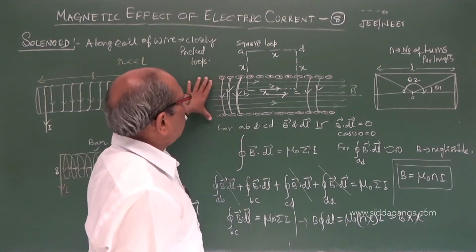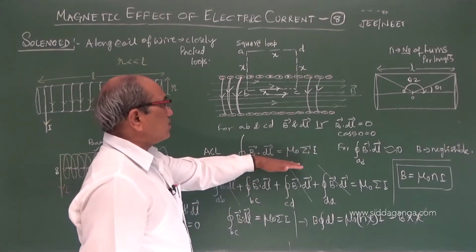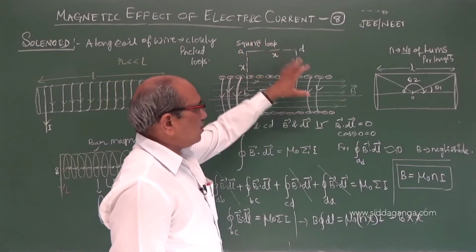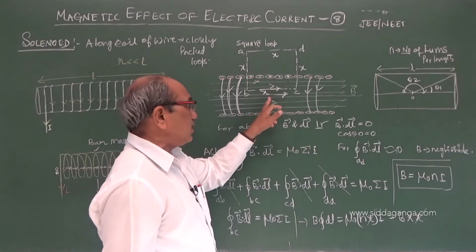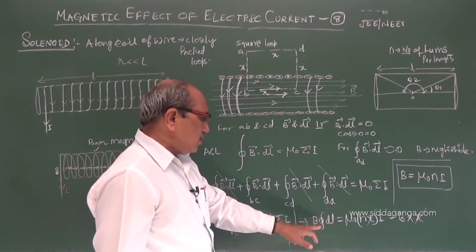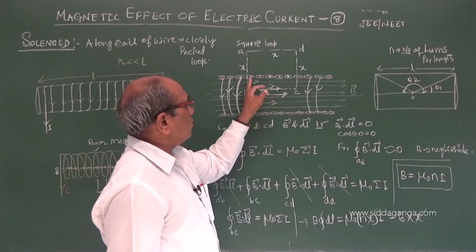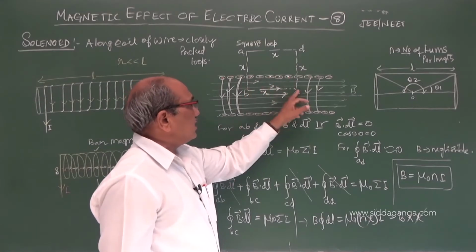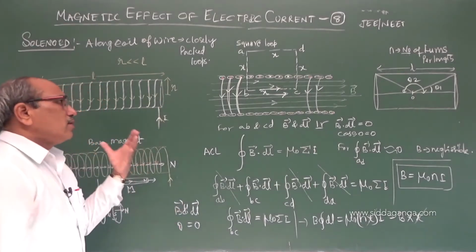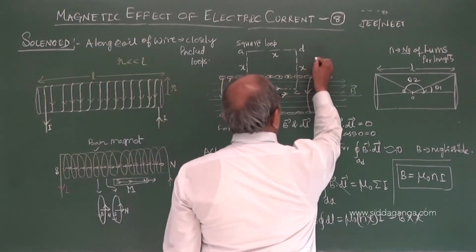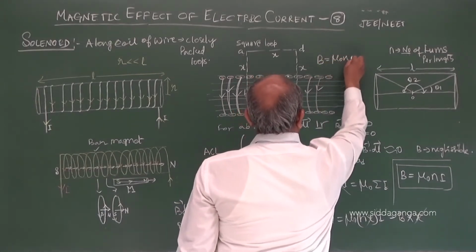To find the value, we take Ampere's circuital law, ACL. We write this. AD part and CD part are perpendicular, therefore their field is 0. Outside, the field is almost negligible, deleted. For this it is B into dl, but integration of dl is length x, so B into x, equals mu naught into number of turns included in this length, nx, into I, and finally B equals mu naught nI. That is how we got the relation: magnetic field along the axis of the solenoid is given by mu naught nI.